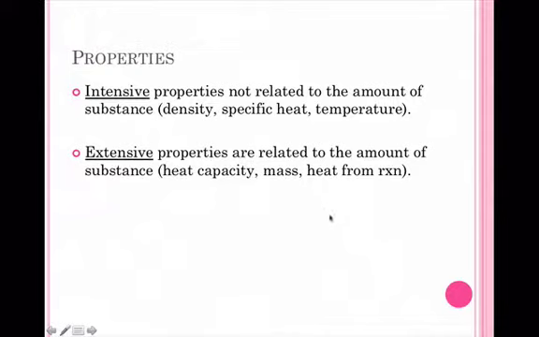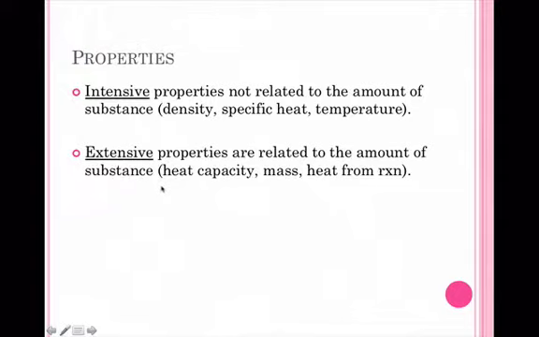So the first thing we're going to review are the different types of properties that chemicals, substances can have. They're intensive and extensive. Intensive properties are not related to the amount. So no matter how much salt, for example, you have, the density of salt doesn't change. The specific heat of water never changes, whether you have 3 milliliters of it or 300 milliliters of it. All of these things do not change depending on the amount. An extensive property is something that does change. It is related to how much you have.